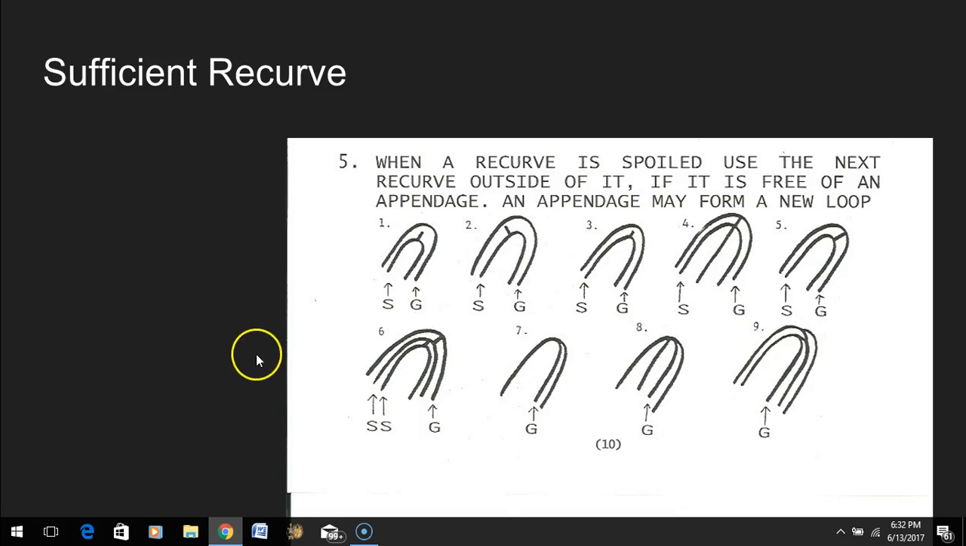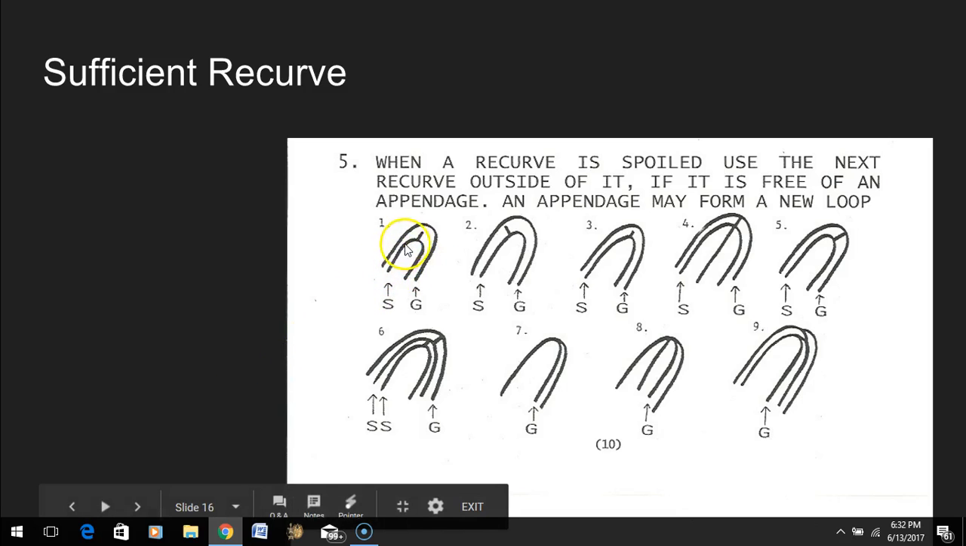And so we can see here in our examples, number 1, the innermost recurve is spoiled, so all we do then is just go to the next outer one. So we go to the next outer one, we see that one's good. All right. Number 2, again, same thing. The innermost recurve is spoiled, so we just go to the next outer one, and this next outer one is good. Now, what if this one had been spoiled? Then we just go to the next outer one.